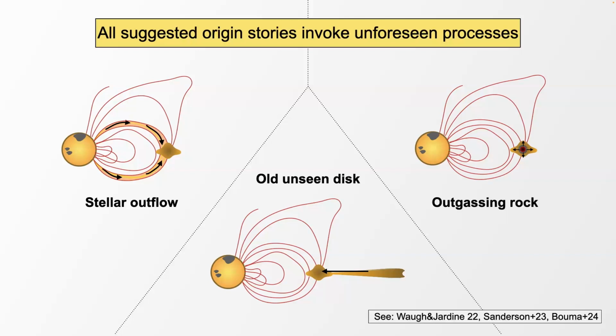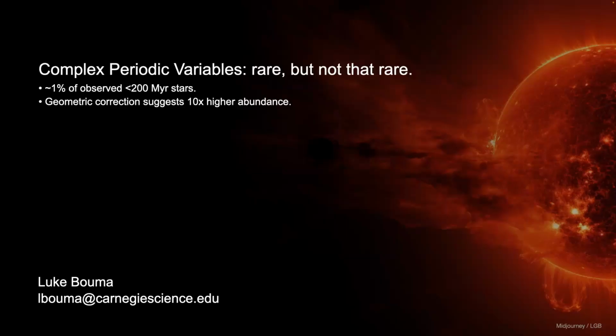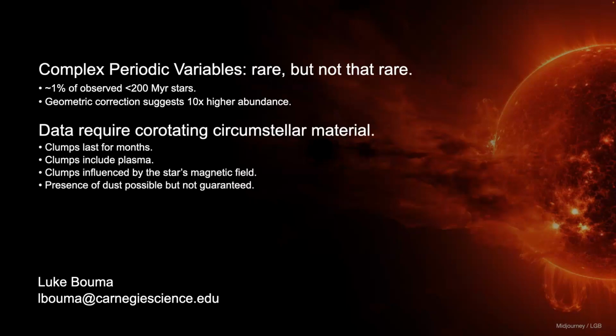So I'd like to go ahead and just summarize what I think the main points are from what we know right now, and maybe where this whole subfield is going to go. So the first point is that the complex periodic variables are observationally rare, but intrinsically, especially if a geometric correction is applicable, they might not be that rare. Okay, the second point is that the data that we now have, the photometry, but especially the spectroscopy from Keck, which I talked about today, also from Palomar, which I didn't talk about, but if you're interested, you can ask about. The data that we have require co-rotating circumstellar material.